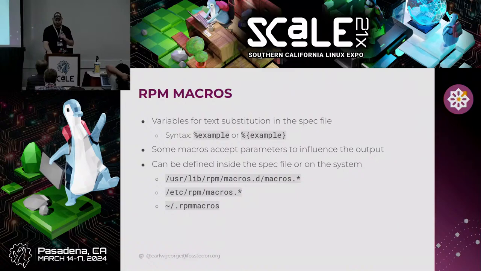You can define those. I talked about having them in the spec file, but you can also define those on your system itself. The main locations are similar to some other software, like I think systemd has a similar structure, where you've got something under /usr/lib that is like the system vendor level macros, and then you can have something under /etc, which is for site local changes to macros that you want to make, and then you also have a user level one in ~/.rpmmacros.